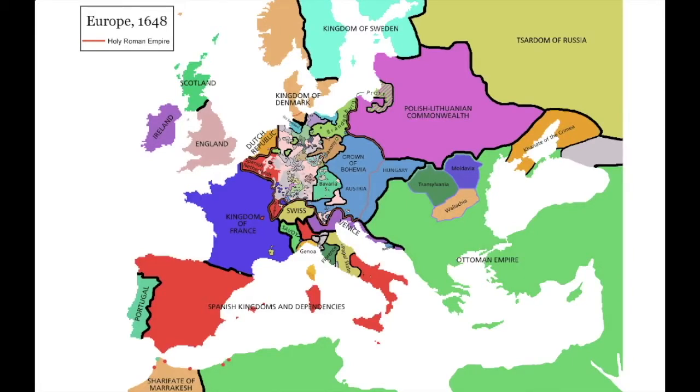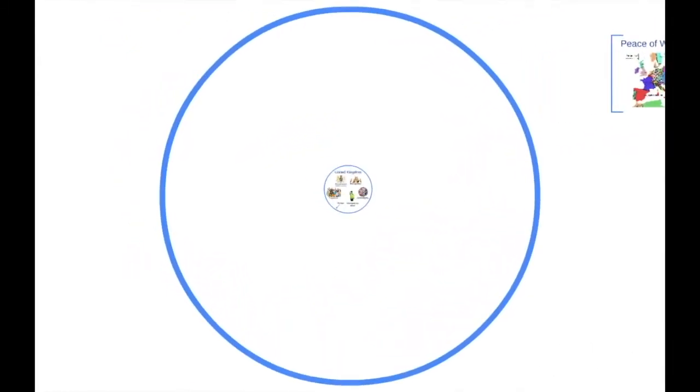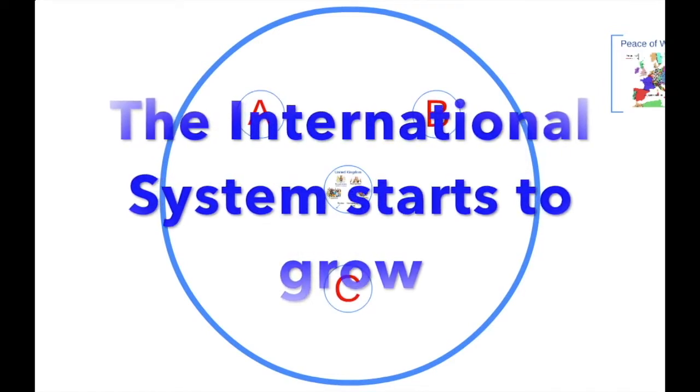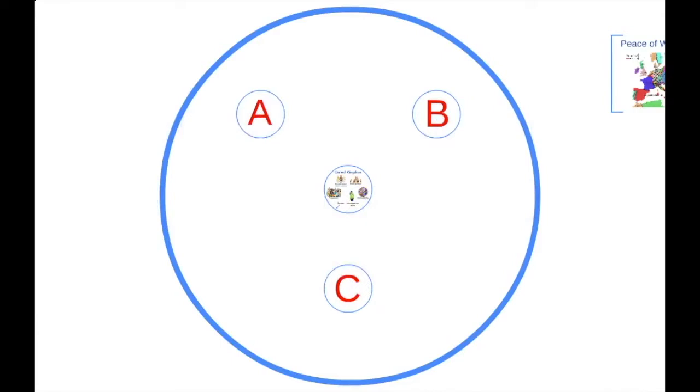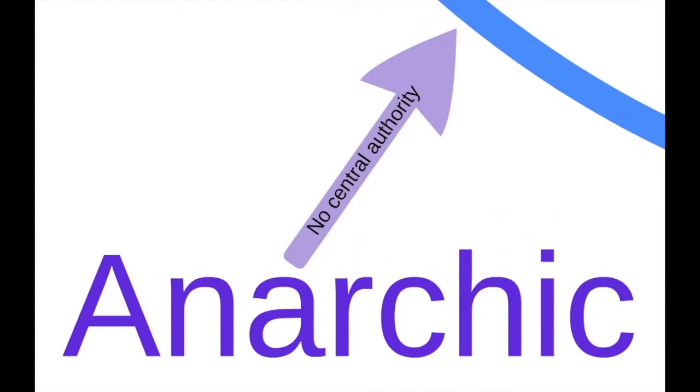Now let's look at what the international system looked like after the Peace of Westphalia. Well, we now have several powerful states. And at this stage in the international system, the only actors were really the powerful states. They were known as the great powers. There is a problem with this system. The problem is one of anarchy. The system is known as anarchic, which means there is no central authority.